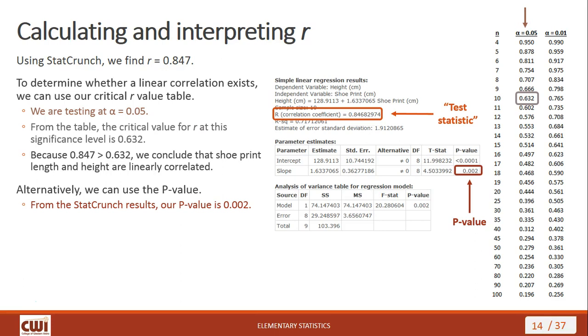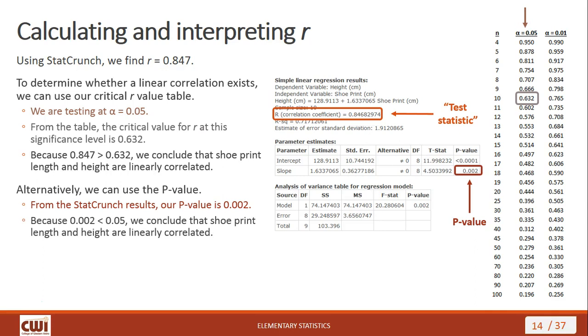I know the p-value listed there in the ANOVA table is the same, but there will be instances, especially when we start adding more variables into our linear regression model, where those p-values are not going to be the same. So you want to get in the habit of taking your p-value right here from your parameter estimates table.